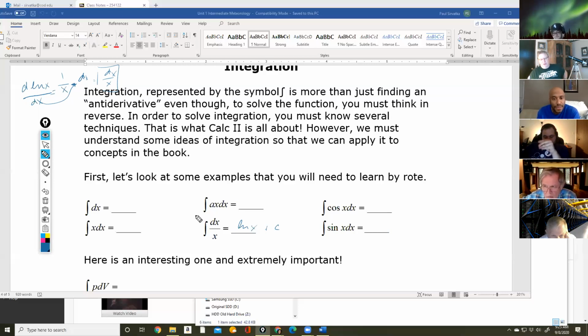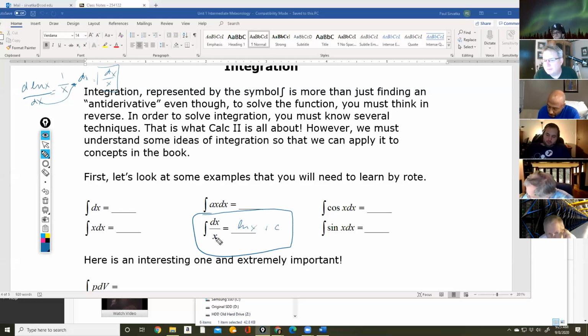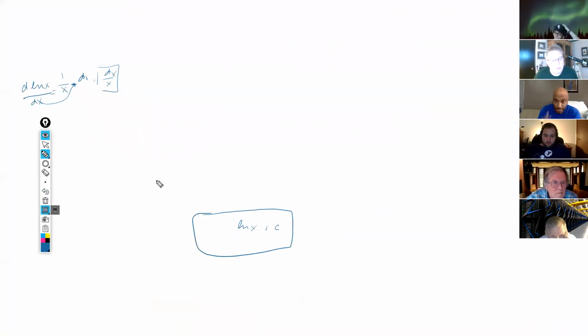Now, just so you know, this one is the most important of all the integrations for this class, because we're going to see it a bunch of times. We're going to integrate from whatever to whatever. Now, one last thing I'm going to do in here with the white screen.